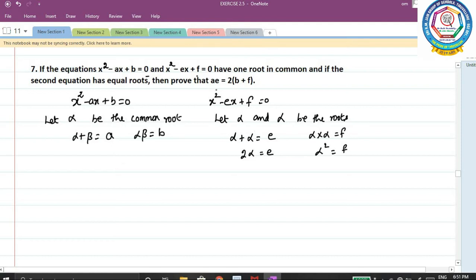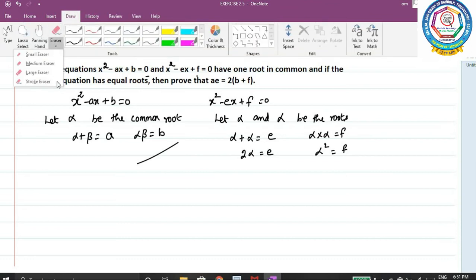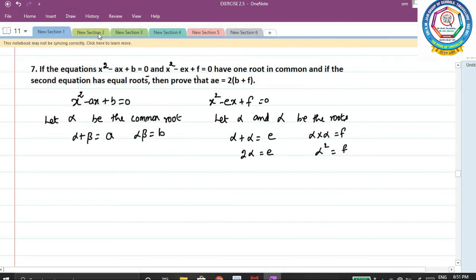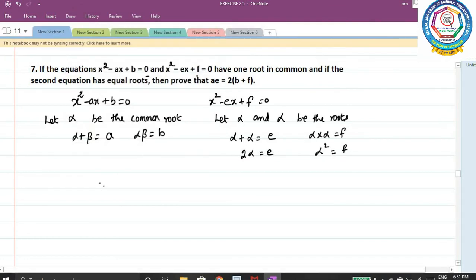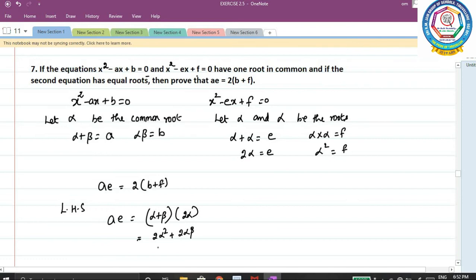Now we have to take what is to be proved. AE is equal to 2 times of B plus F. So we have to take that one: AE equal to 2 into B plus F. So the left hand side. What is the left hand side? AE. A is alpha plus beta into, what is E? 2 alpha. So here 2 alpha squared plus 2 alpha beta.